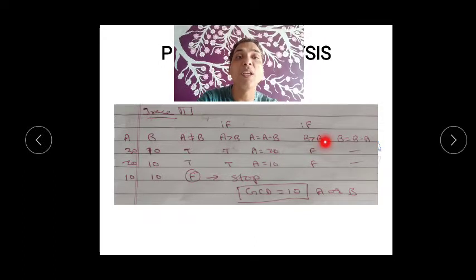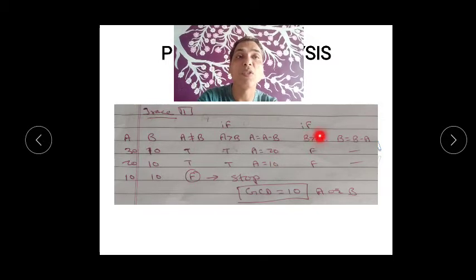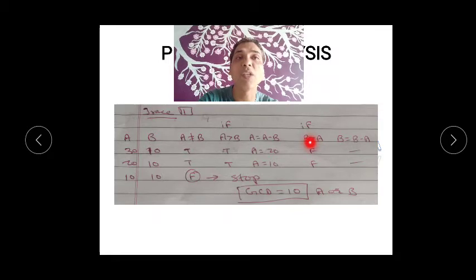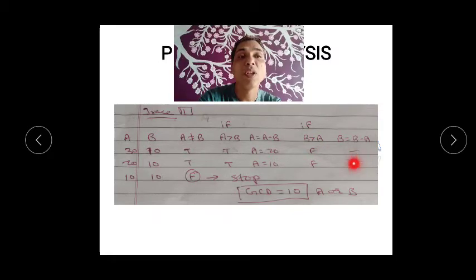B is greater than A. Not possible, because B value is 10 and A's value is also 10. So 10 cannot be greater than 10. 10 is equal to 10. Okay, it will not execute.